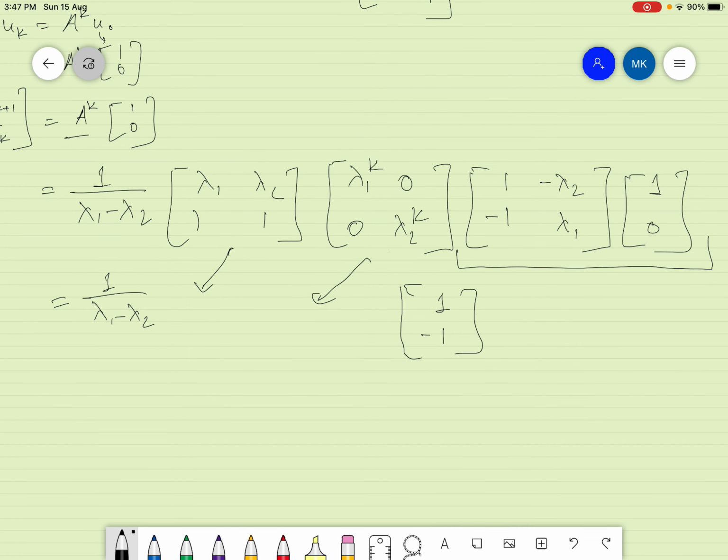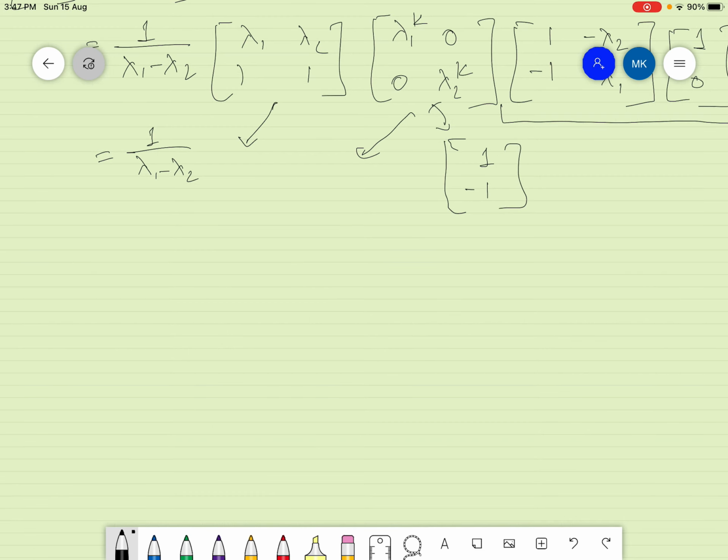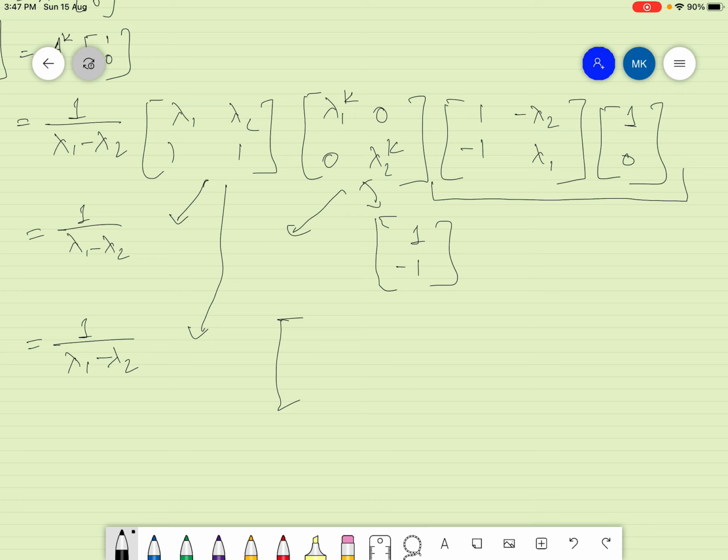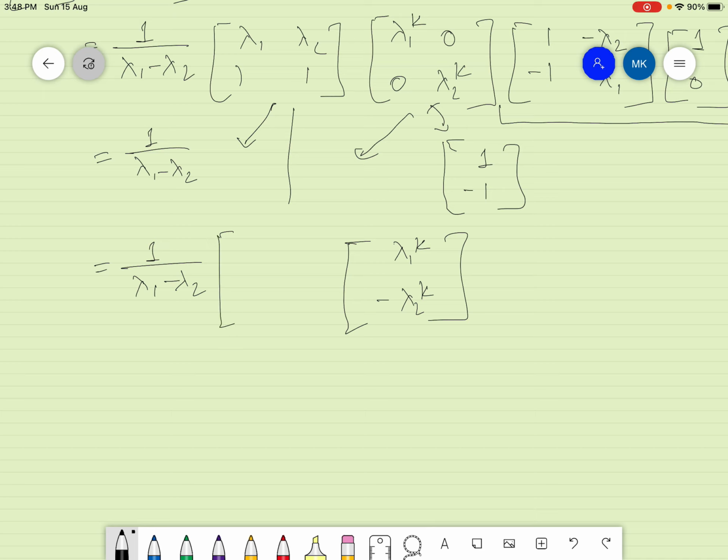So if you multiply this with this, you will get 1 divided by lambda 1 minus lambda 2, this would come here, and you will have lambda 1 to the power k and minus lambda 2 to the power k, right? And you have this matrix as well. So lambda 1, lambda 2, 1 and 1.